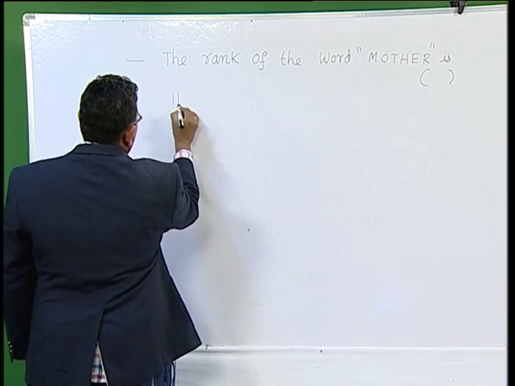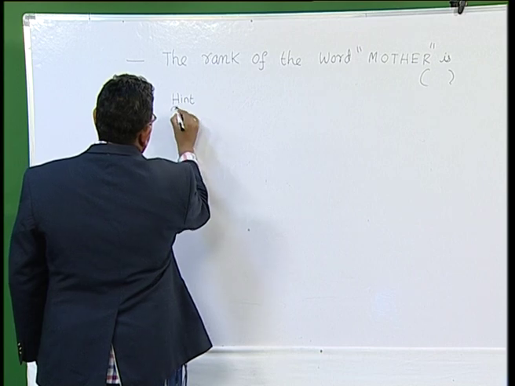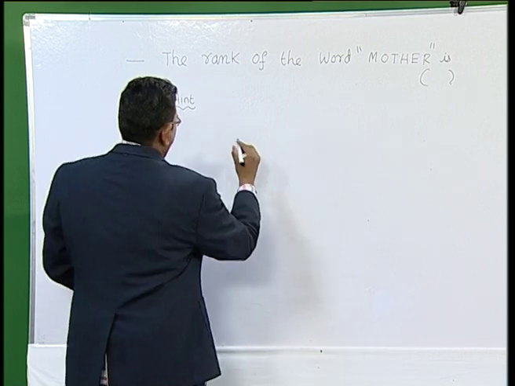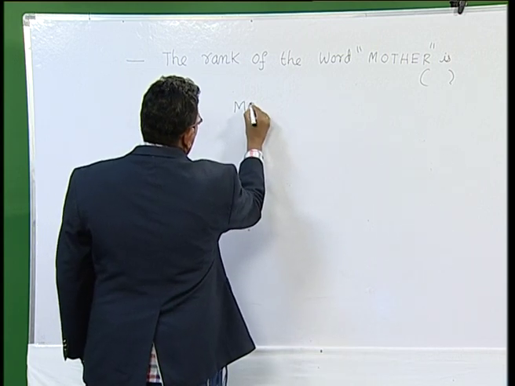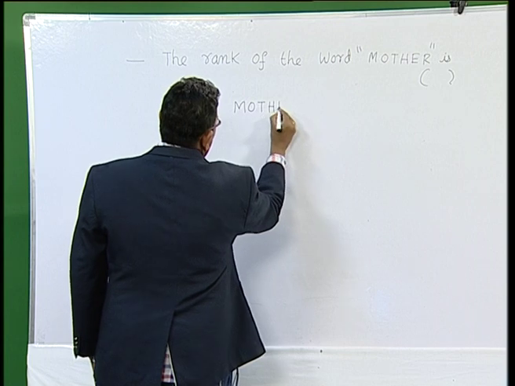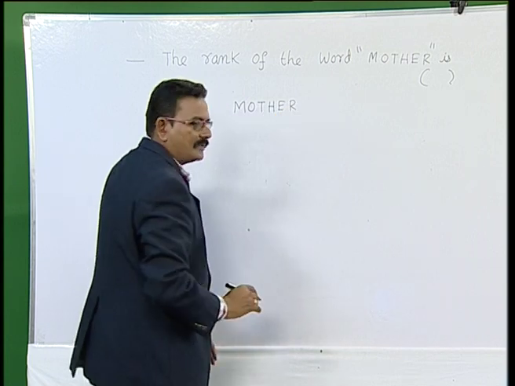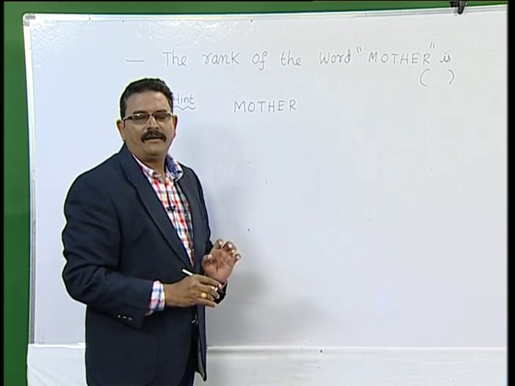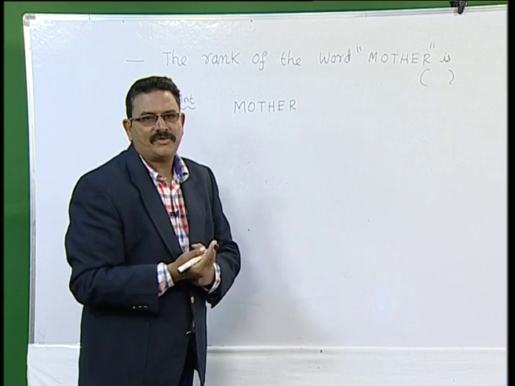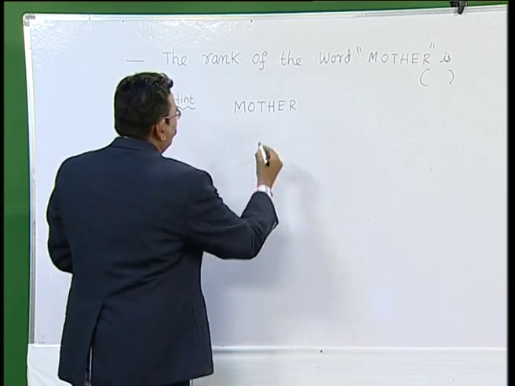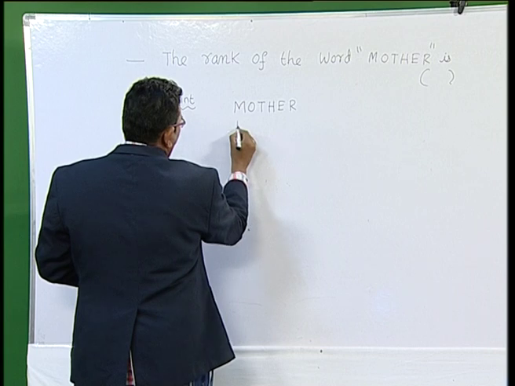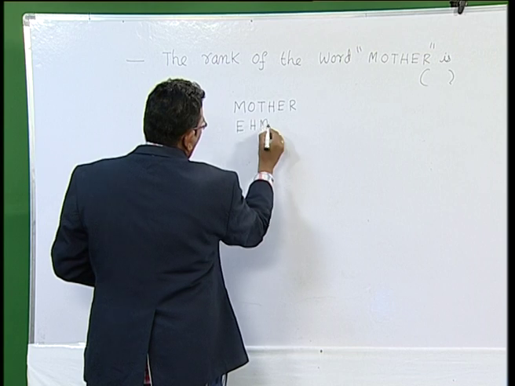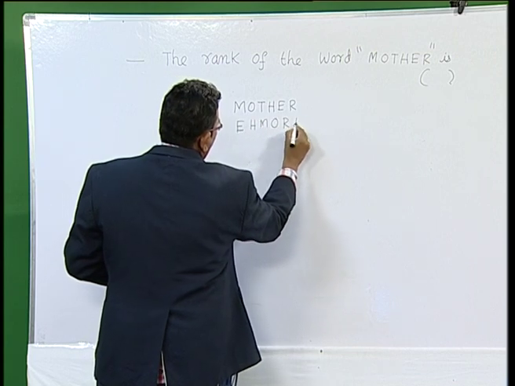So let us find out the rank of the word MOTHER. First, write down the given word as it is, that is MOTHER. After that, arrange the letters of this word in alphabetical order as per the dictionary. So this can be arranged: E, H, M, O, R, T.